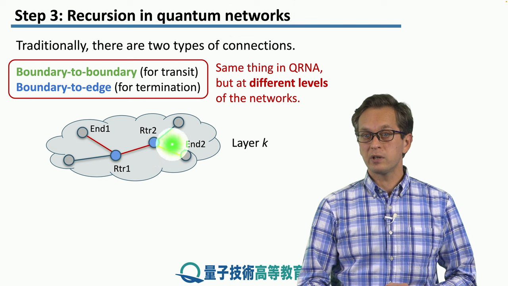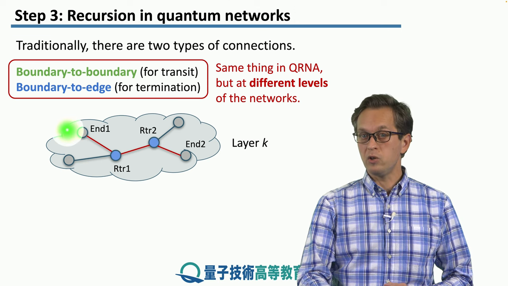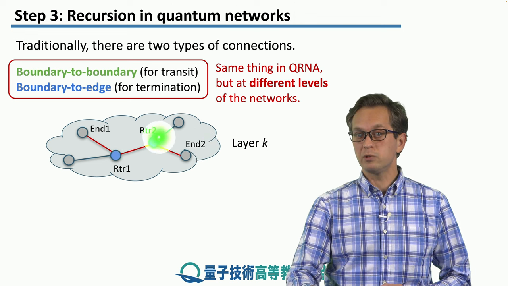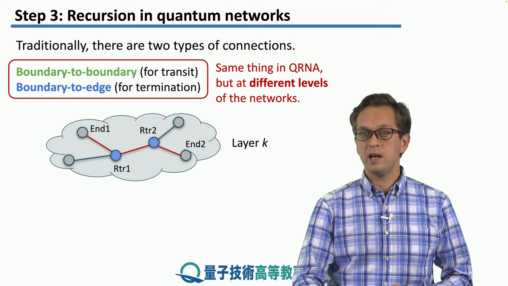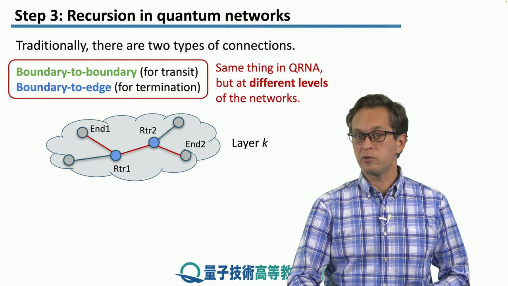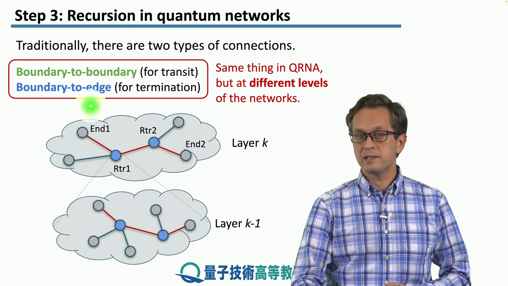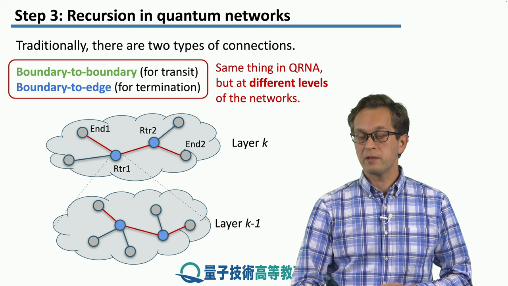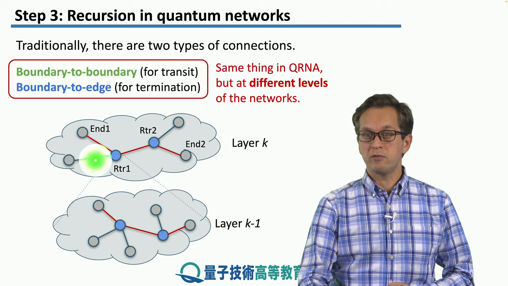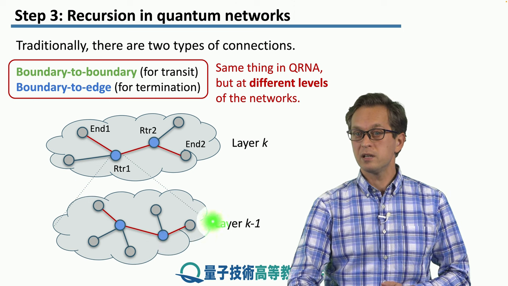Let's say that we have the following network at layer k. And we wish to establish end-to-end entanglement between node end1 and node end2. We have to utilize router 1 and router 2 along the path. Here we are abstracting away any sort of BSA or repeater nodes that might be positioned between end 1 and router 1, or router 1 and router 2, or router 2 and end node 2. But as we said, at this layer, router 1 appears as a single node along the path. But in fact, at a lower layer, at layer k-1, it could be an entire network on its own. So then router 1 needs to know that it has to establish a boundary-to-boundary entangled connection between these network nodes.